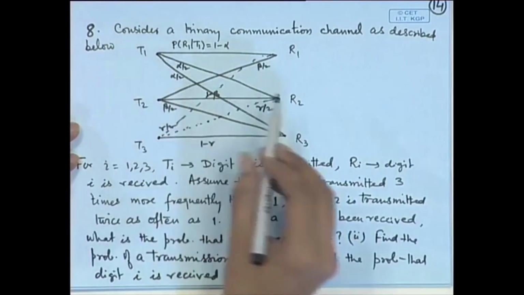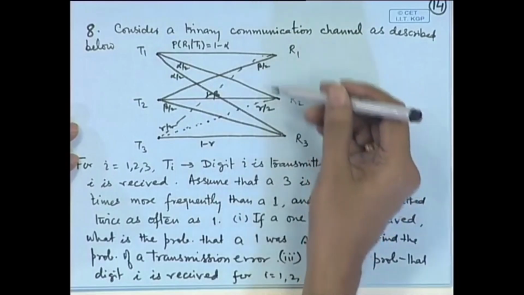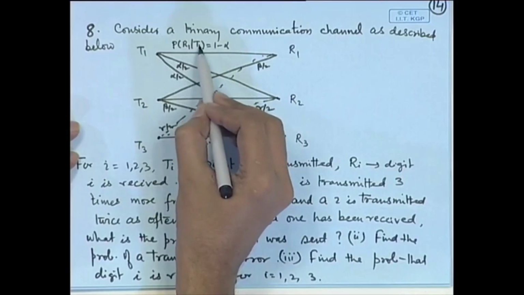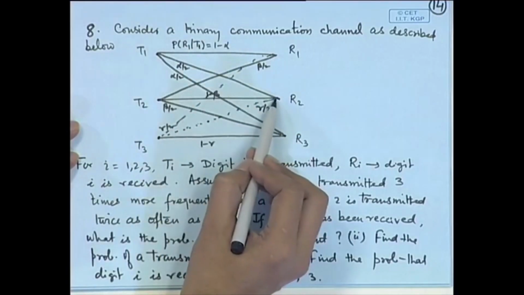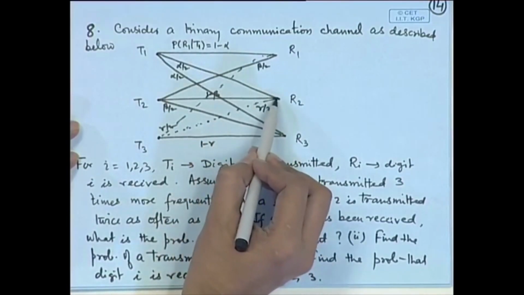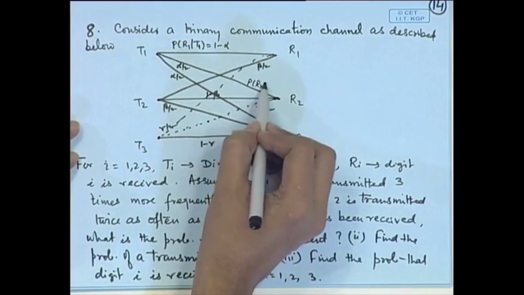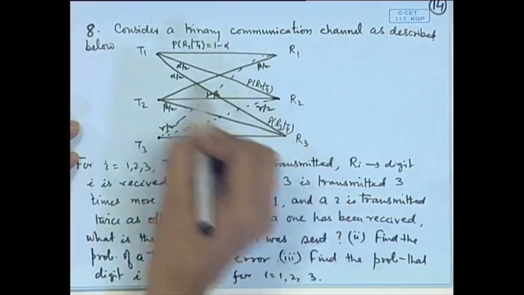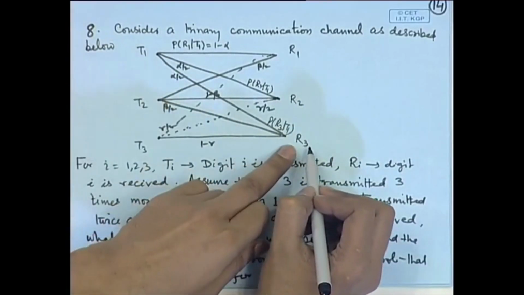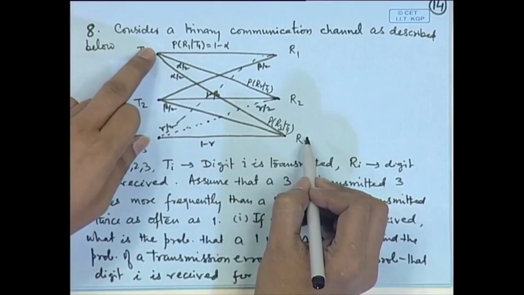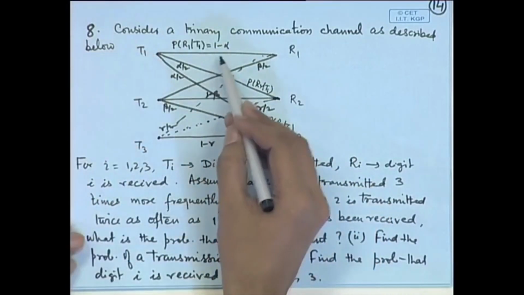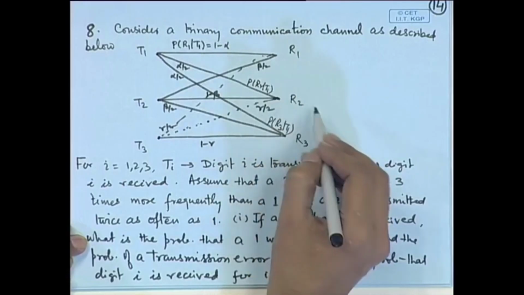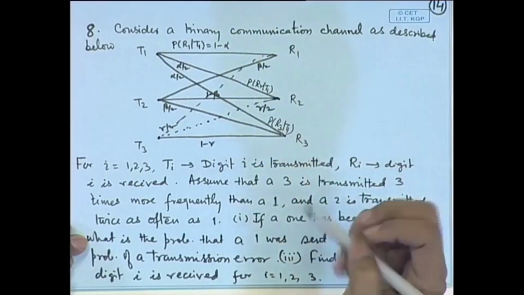Now, digits 1, 2, 3 are transmitted, however, due to noise in the channel they may not be received as the same. So, the probability that a 1 is received given that it was sent is 1 minus alpha, whereas the probability that it is received as 2, that is probability of R 2 given T 1, is alpha by 2, and the probability of R 3 given T 1 is alpha by 2. That means, with probability 1 minus alpha it is correctly sent, and with probability alpha by 2 each it is going as some wrong numbers. It is due to the noise in the channel.